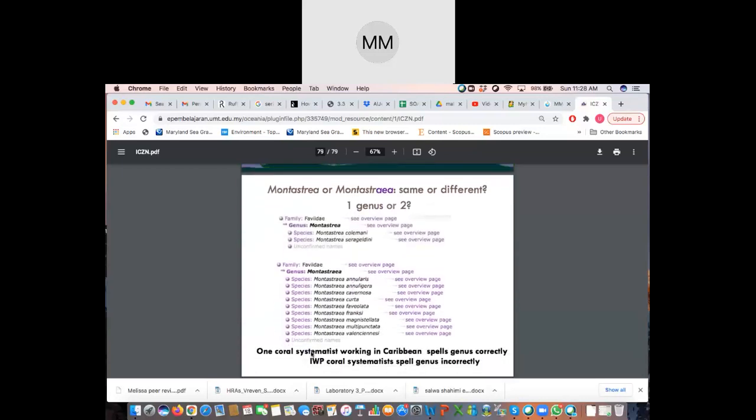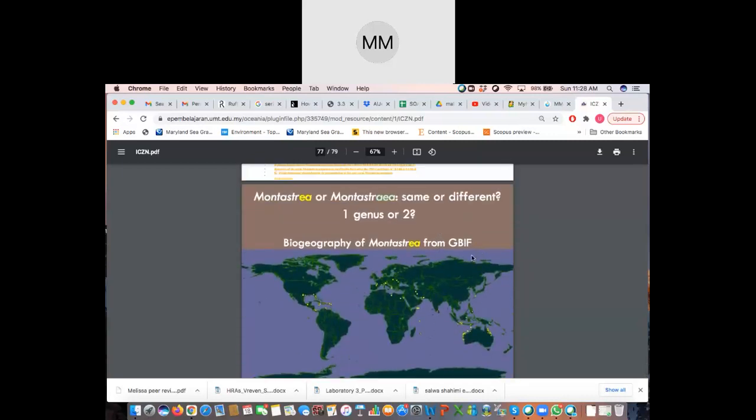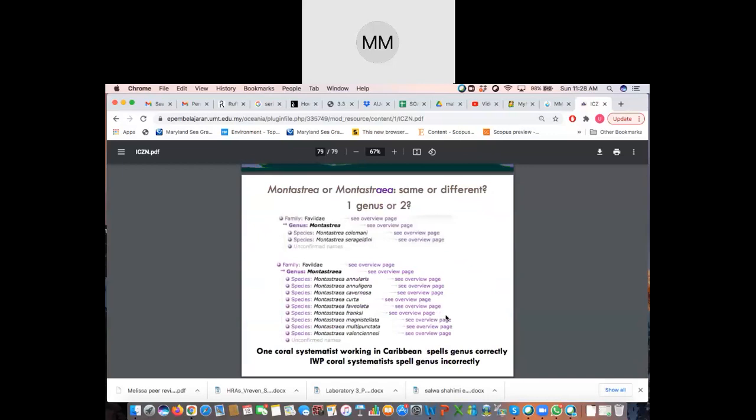But then one coral systematics worker in the Caribbean actually spelled the genus correctly, while the IWP coral systematics actually spelled it incorrectly. So it's even a spelling mistake now. Sometimes these are the implications. Sometimes we use a platform like GBIF to see whether there are differences, but now it's more of a spelling issue rather than a difference. So you see the implications of spelling something wrong, and it creates further confusion for other people who want to talk about this.